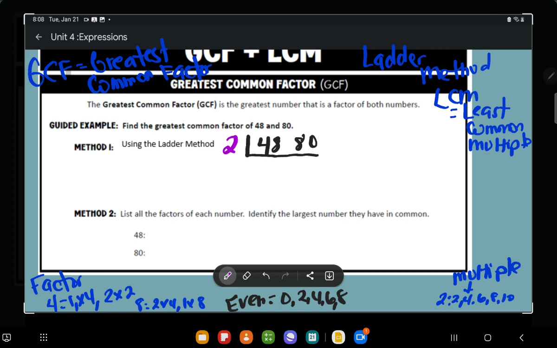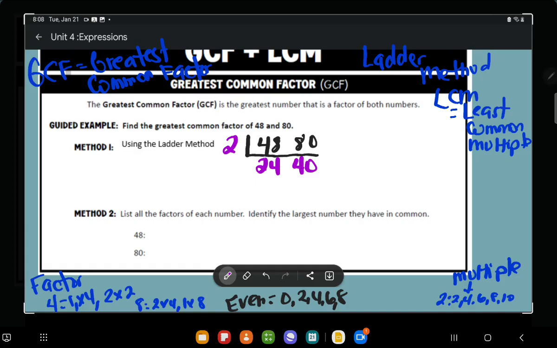So once you come up with a factor that both numbers have in common, now we're going to be dividing. We're basically always dividing on this. So 48 divided by 2 is 24. 80 divided by 2 is 40. Remember, you can always use your Desmos calculator to help you with the division here. You should always be using that calculator because that's the same calculator that you're going to have on the Georgia Milestones at the end of the year.